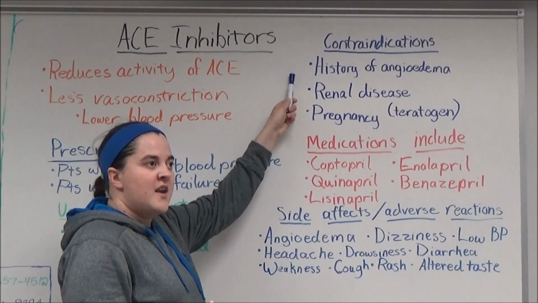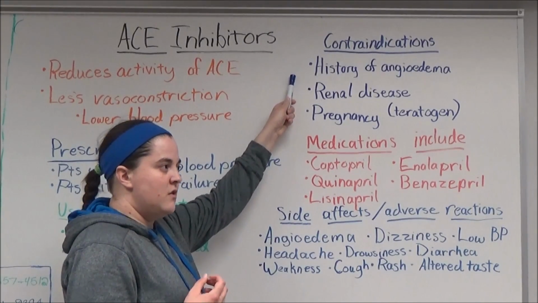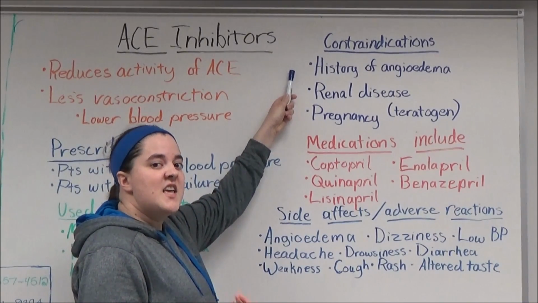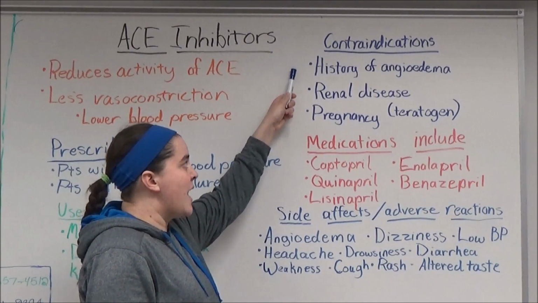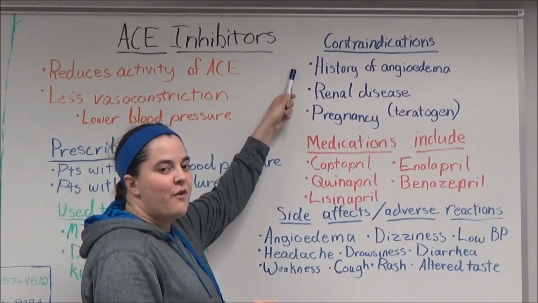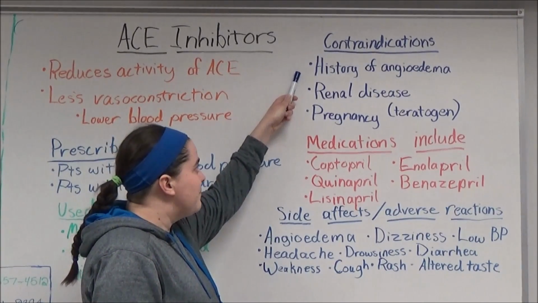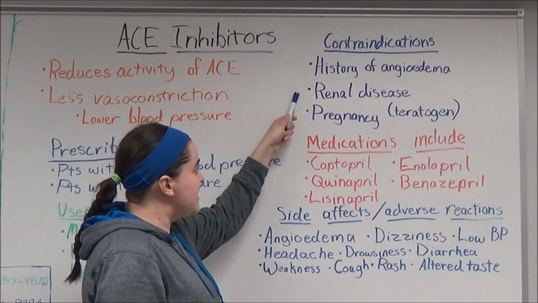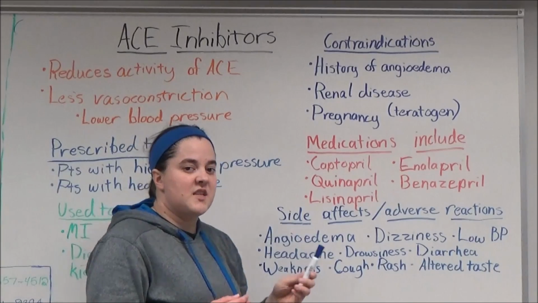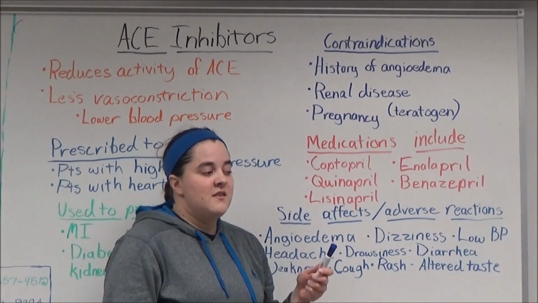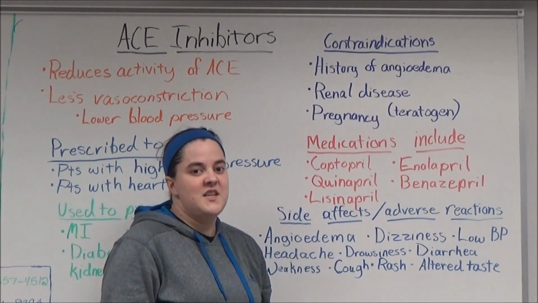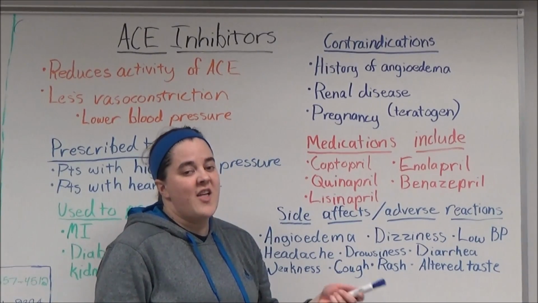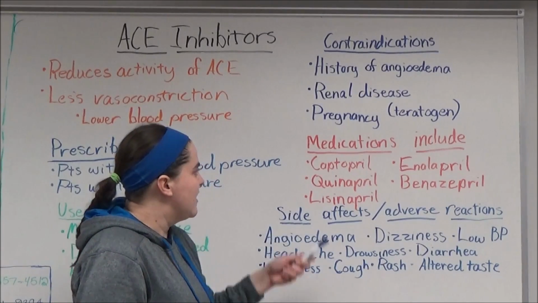Angioedema is often defined as the localized swelling of usually the face, lips, or tongue. And if a patient has a history of angioedema, that's an absolute contraindication for all ACE inhibitors. Other contraindications include renal disease and pregnancy, because in the first trimester, ACE inhibitors are a class C teratogen, whereas in the second and third trimester, they're a class D teratogen.